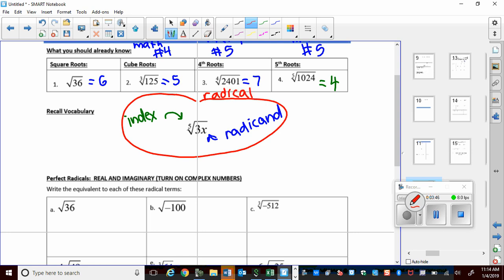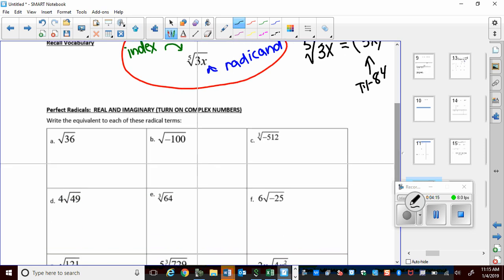Now, if I was going to write what it could look like, 3x to the fifth root also equals 3 times x, in parentheses, to the 1/5. So technically, we could be writing this inside of our TI-84s instead of trying to go to math number whatever to get these answers. Now, in the next part, we're going to do perfect radicals.